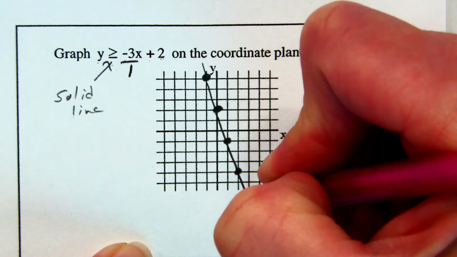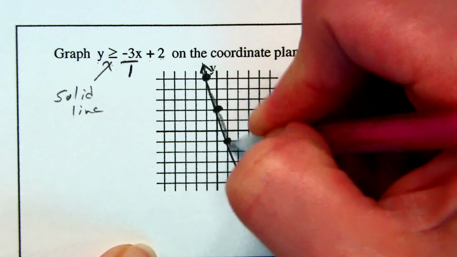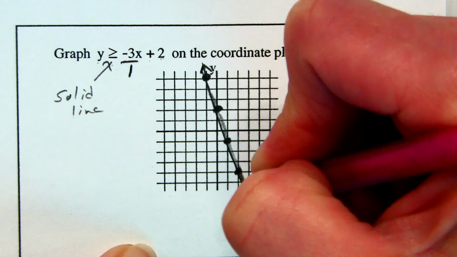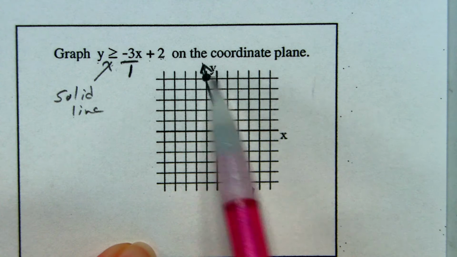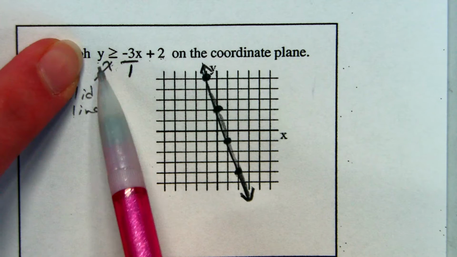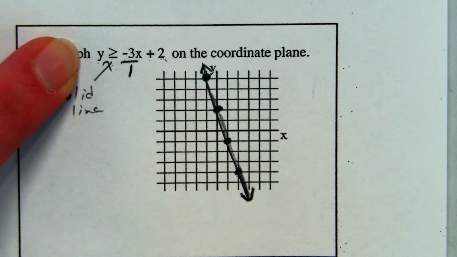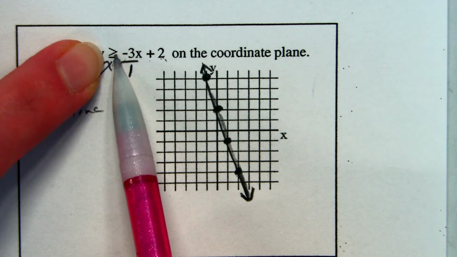A ruler would have been good, but I forgot to grab one. So we're going to try to make this as neat as possible. And that's a solid line. So these points on the line that we graphed are the points that would make the equation y equals negative 3x plus 2 true. But now we have to deal with the greater than.